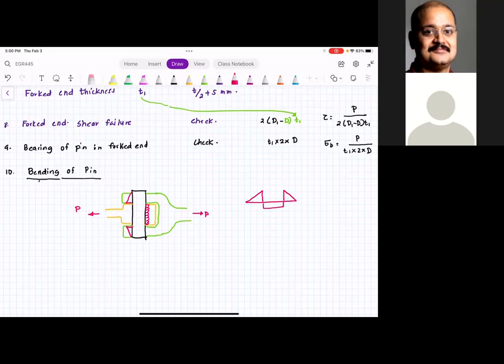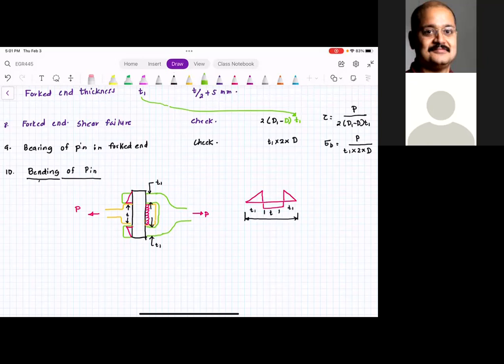Please note that this dimension is known. What is this dimension? This is T. This dimension is T1. Do you agree with me? That means this total length is going to be T, T1, T1.